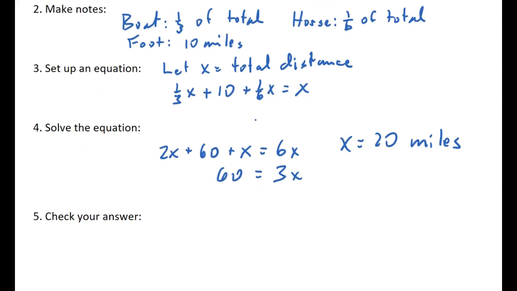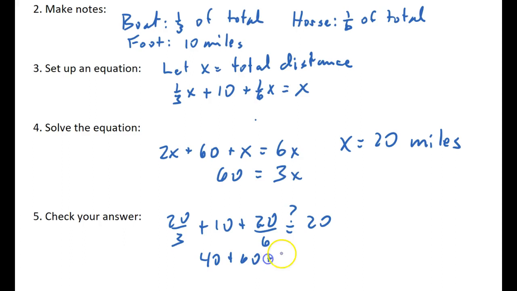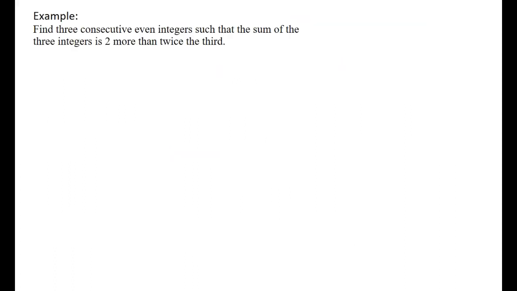And if we check our answer, is 20/3, that's 1/3 of x, plus 10 plus 20/6 equal to 20? And if we multiply through by 6, we're going to get 40 plus 60 plus 20 equals 120, and that does check. Okay, how about this example?